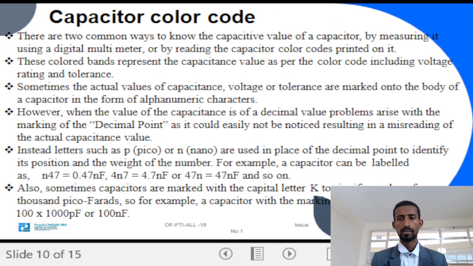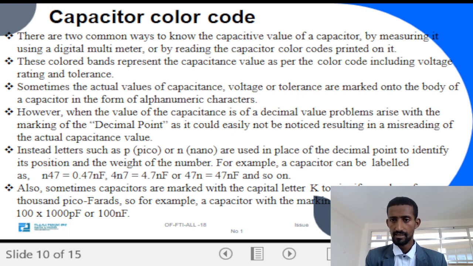The next topic is about the capacitor color code. Like that of a resistor, a capacitor color code is there. Let me introduce this capacitor color code. There are two common ways to know the capacitance value of a capacitor: by measuring it using a digital multimeter, or by reading a capacitor code printed on it. On the capacitor itself, there may be a code printed, or you may use a digital multimeter to read the capacitance value. There are two options.